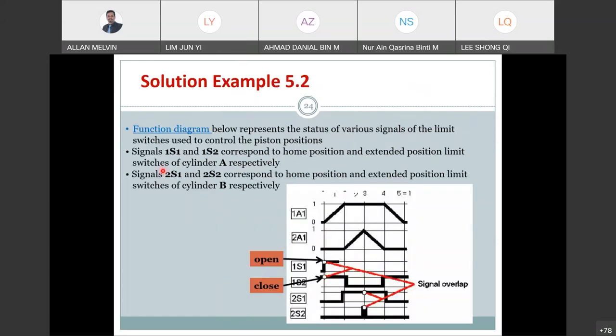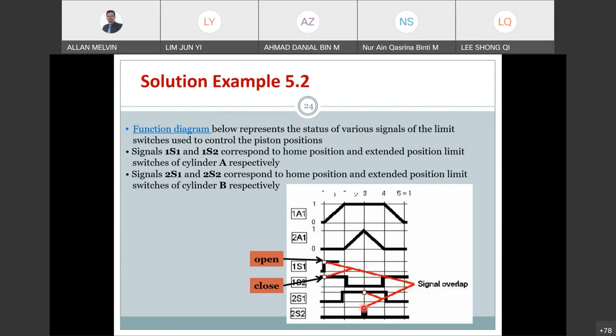Okay, so you can see, you draw the function diagram for any switch. This is cylinder 1A1, the 2A1, and then you have four switches. So you can see there is a signal overlap. The signal overlap happens when both 1S1 and 1S2 are in the on position and active. At step 1 you have overlap, and at step 3 you have signal overlap.